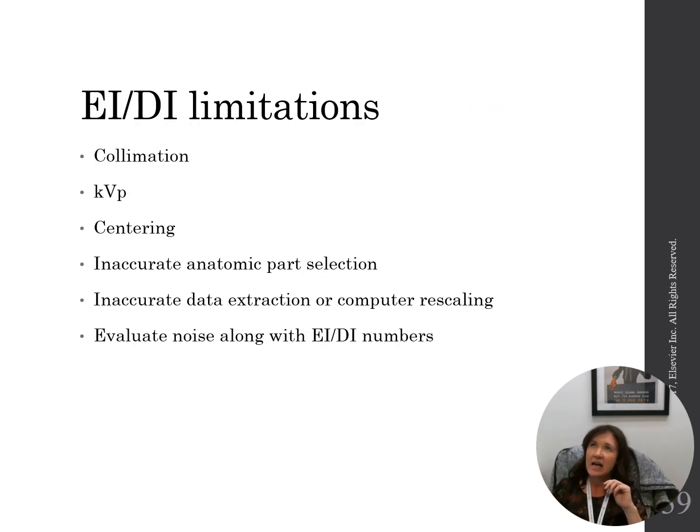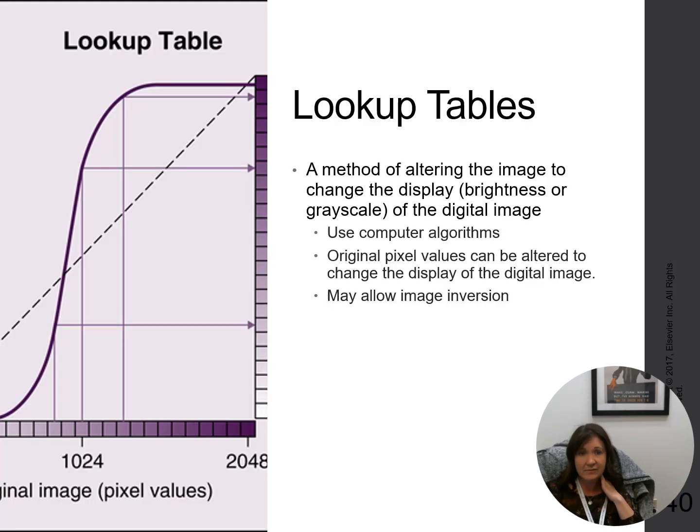Exposure index and deviation index limitations: sometimes they can be limited by collimation, either over or under collimating, which can mess up the histogram evaluation of your S average a little bit. Really high or really low kVp can do the same. Centering inaccuracies or choosing the wrong anatomic part on the workstation can affect your EI and DI. Inaccurate data extraction or computer rescaling, so basically a histogram error, can affect these. And then a lot of noise, either quantum mottle or scatter, can affect these values.